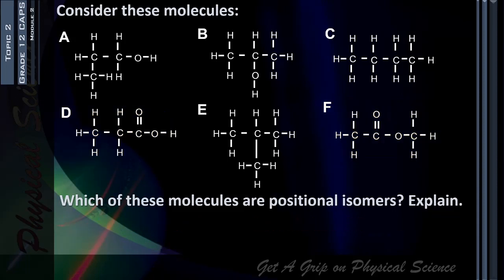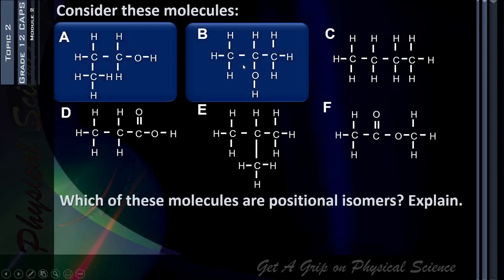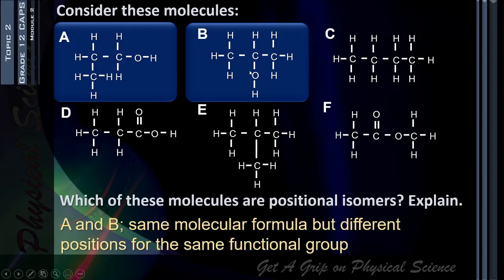And then lastly, which of these molecules are positional isomers? Explain. So for positional isomers, we will look for the same functional group but different positions for that same functional group. And we already know that A and B are both alcohols because of the hydroxyl. And for A, the hydroxyl is on the first carbon. For B, the position of that hydroxyl is different because it's on the middle carbon. So A and B are positional isomers because they have the same molecular formula but different positions for the same functional group.